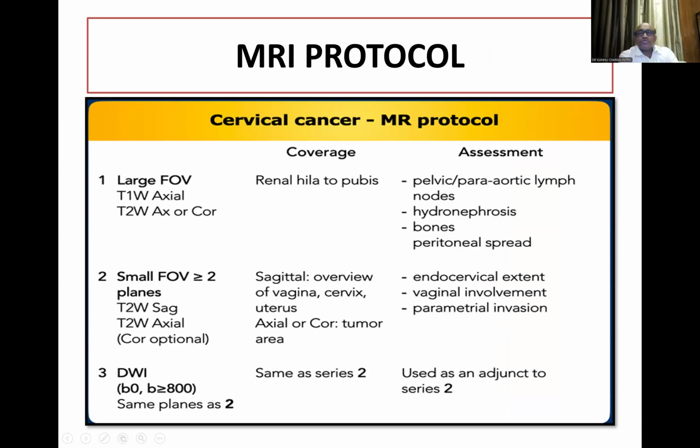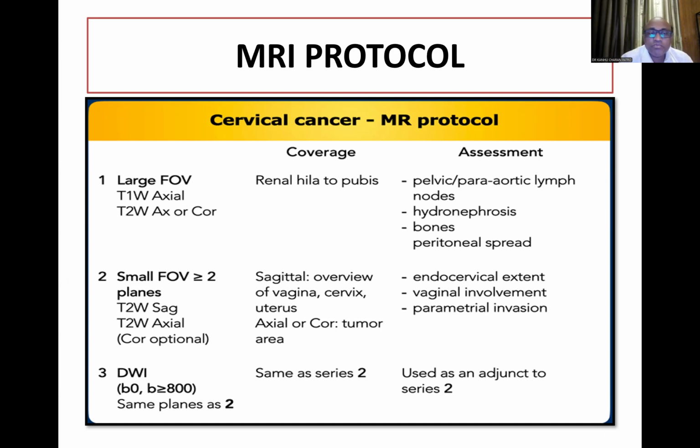So most of the time we send the MRI to the radiologist for discussion about surgery versus radiation, and target delineation for radiation oncology. So there are two things. We have to take a large FOV. Mostly T2 weighted images are required. No contrast is usually required. You have to scan from the renal hilum to the pubis to understand the paraaortic and pelvic lymph nodes, hydronephrosis, peritoneal spread, and bone.